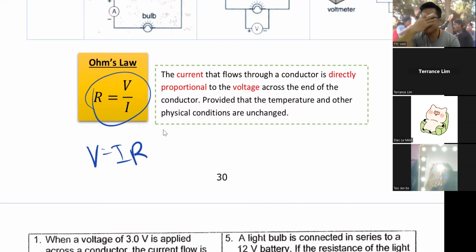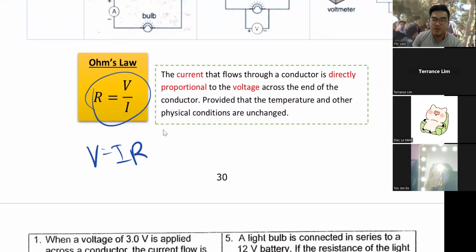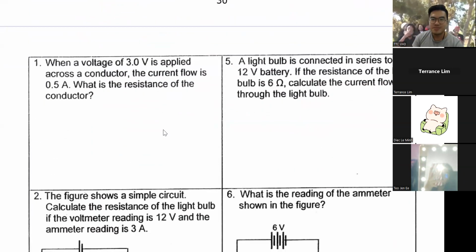That's what I think. V equals IR, that's what I use. If you want to use R equals V over I, it's okay, it's up to you. All right, guys, do you know how to use this formula? I think you do, right?